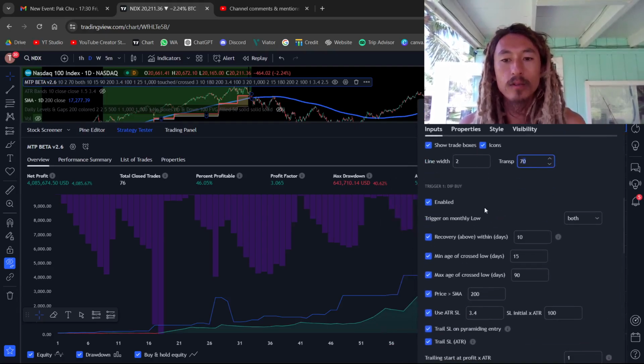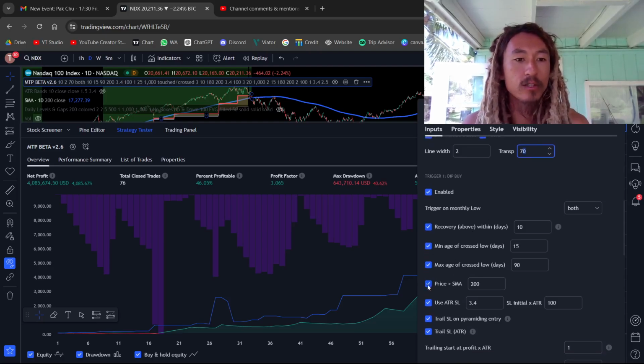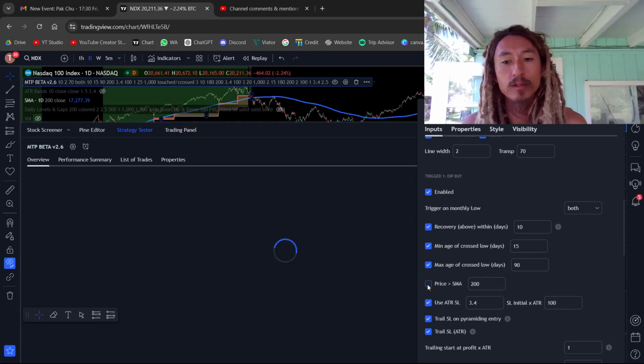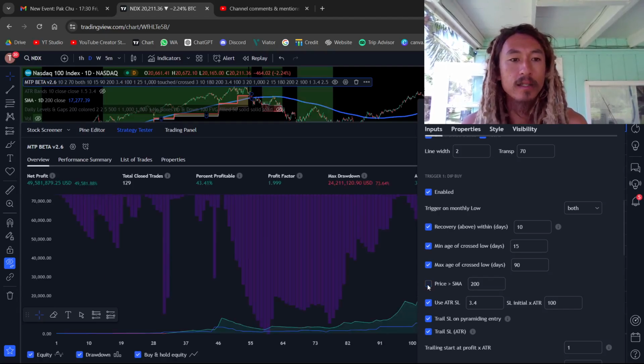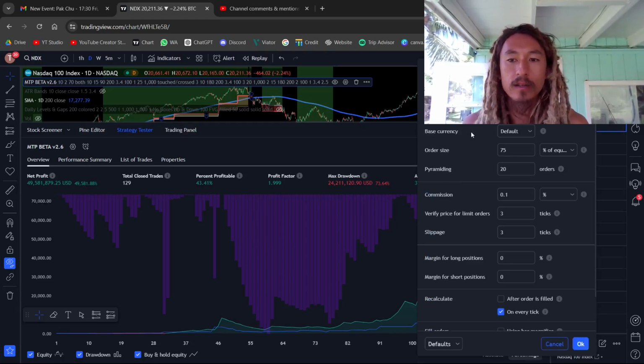But again, I'm going to show you how important the SMA is. So right now we're at 40% drawdown with 4,000% return. We turn the SMA on, and we did 10x our results, but we have a 73% drawdown now.